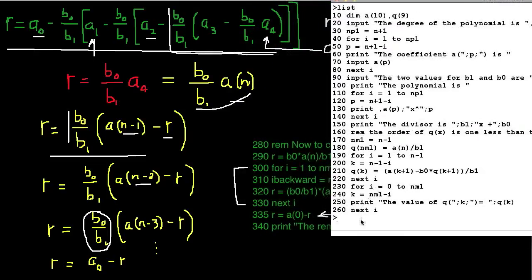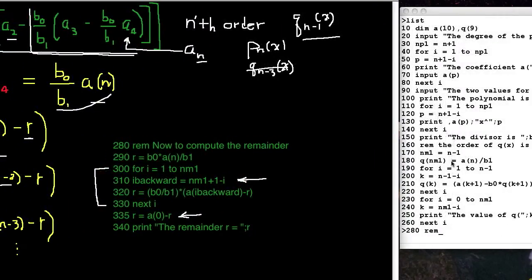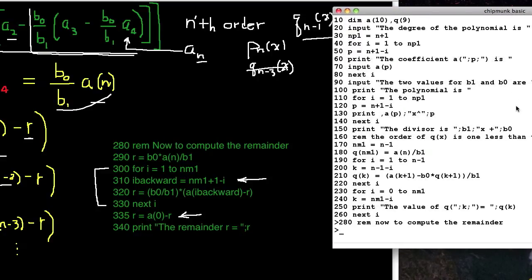And I want to add some statements here. I want to put in 280 remark, move this over this way, 280 remark, now to compute the remainder. 290 R equals B0 times AN divided by B1.